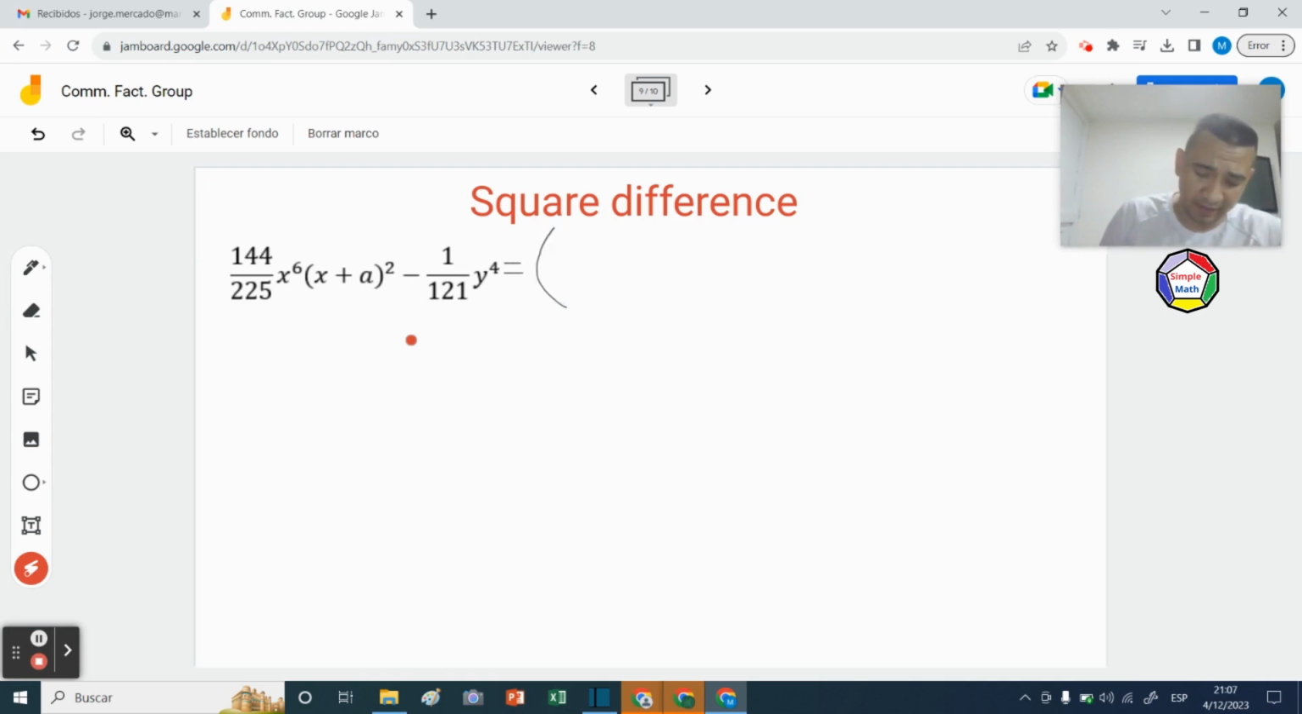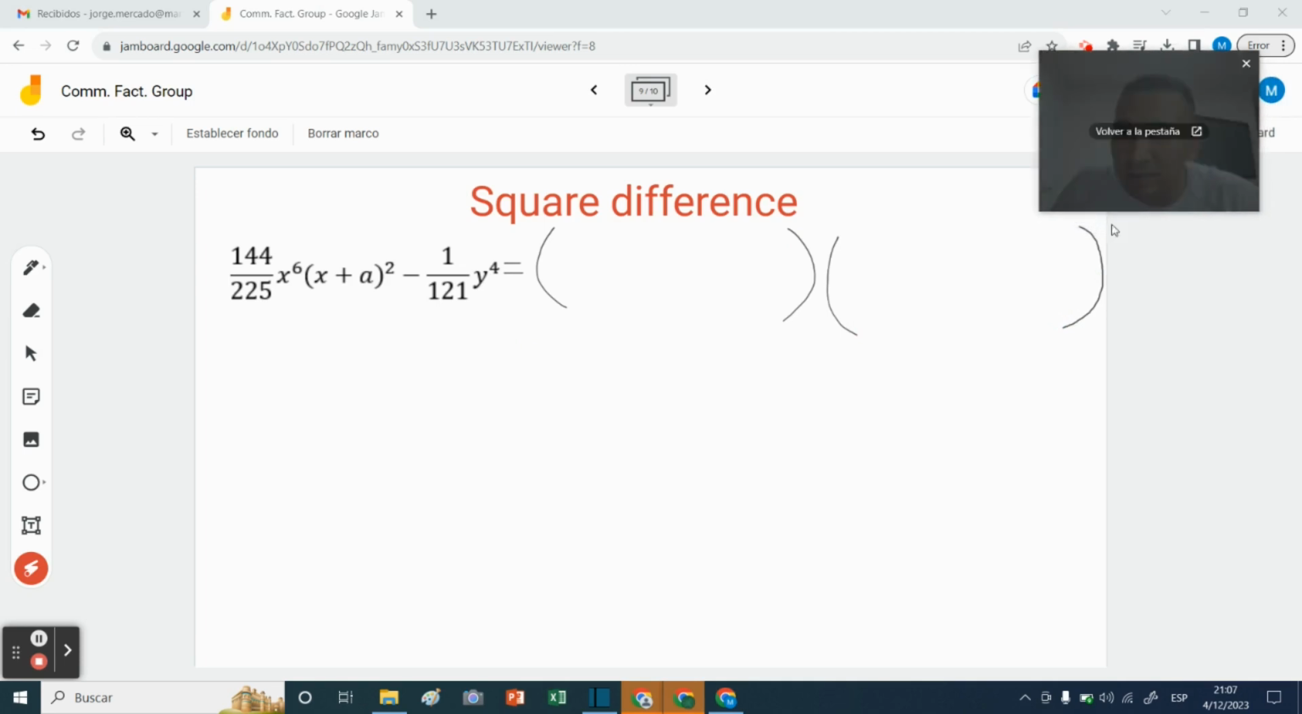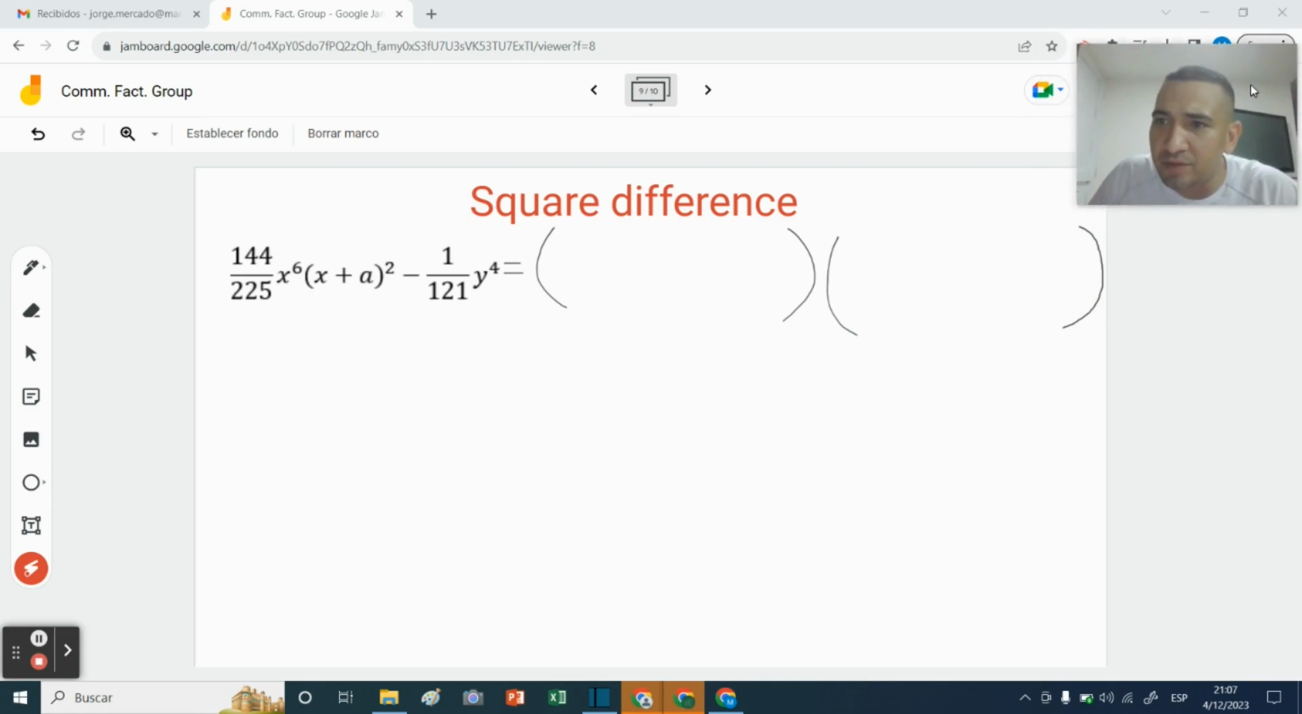So this is equal to the first parenthesis, and here we have the second parenthesis. It doesn't look very good because my picture is there. Let me move my picture here. Okay, now you see in a better way.